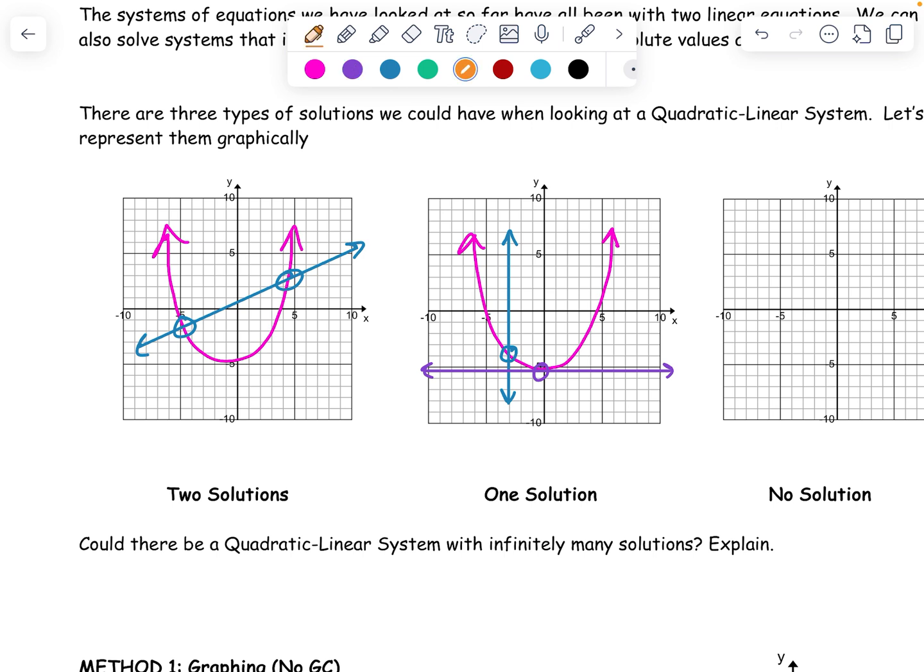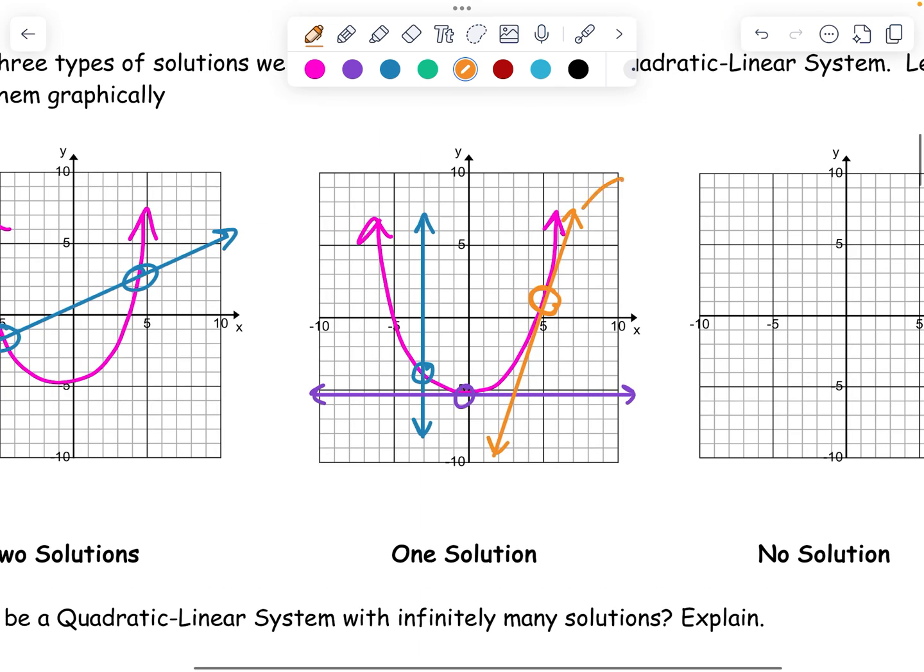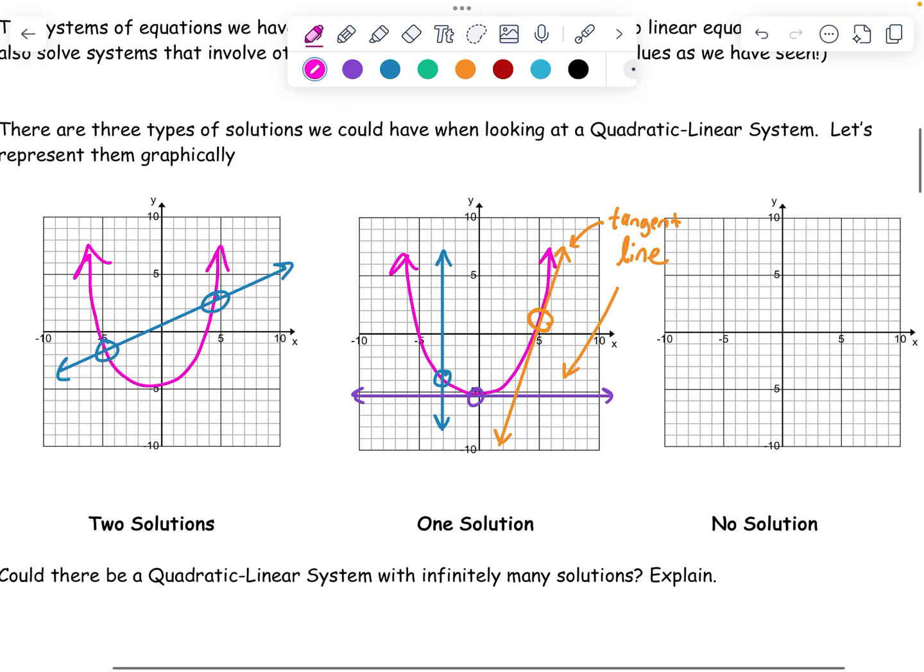And then the last instance we could get is if we draw a line such that it just taps the parabola at one singular spot. Right here, this line is just tapping this parabola. This line is actually called a tangent line. The horizontal line would also be a tangent line because it's just skimming the graph like that. So both of those could be considered tangent lines.